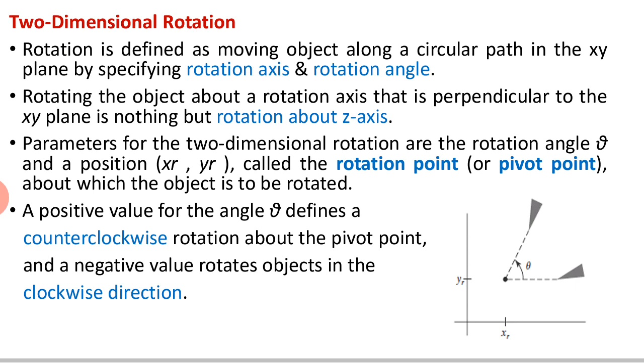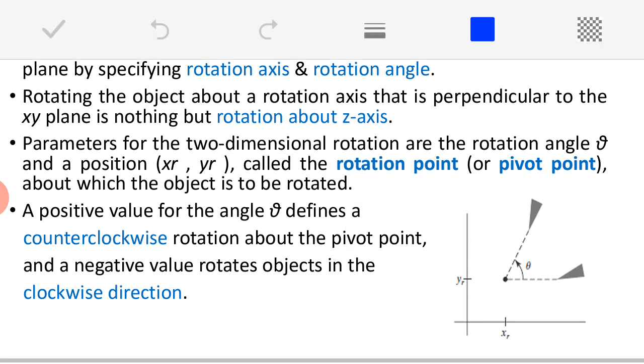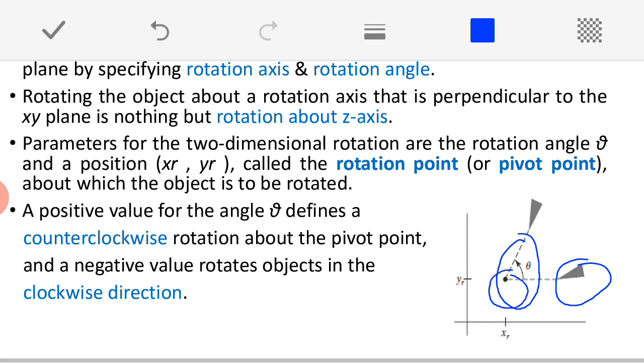Then if you observe this particular diagram, this is my object and this object is rotated by theta, and the rotation point is xr comma yr. This is my rotated object. So, what inputs am I giving? I am giving the reference point about which the rotation takes place, that is the rotation point, in this case xr, yr, and the angle theta. Is it clear? But for our default rotation, the rotation point will always be the origin. Do not forget this one.